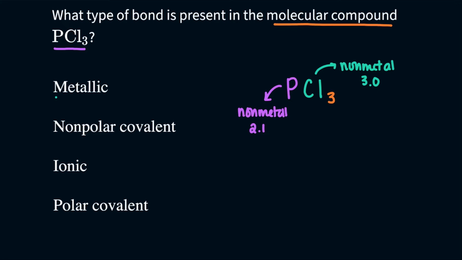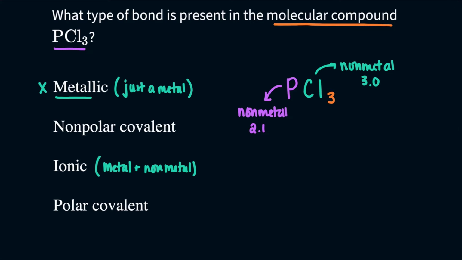So, for example, a metallic bond is just a metal. It would just be copper, or just iron, or just lithium, or some type of metal. So this can't be it. And ionic generally is for metals and nonmetals, so this one is out as well. Now we're down to nonpolar covalent and polar covalent. Covalent means that you have 2 nonmetals, which is what we have. But now we just got to find out whether it's polar or nonpolar.